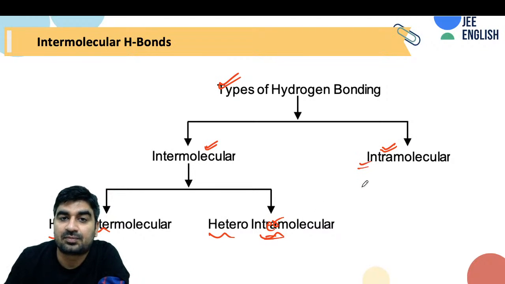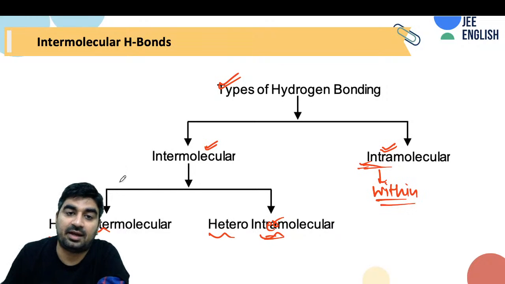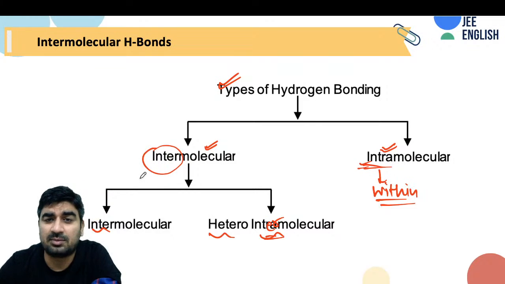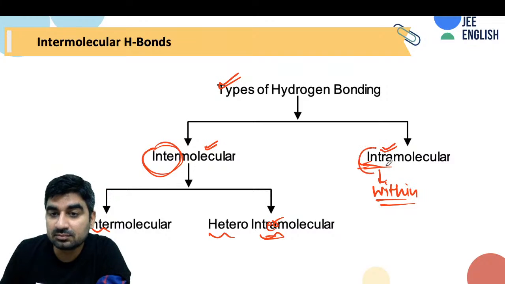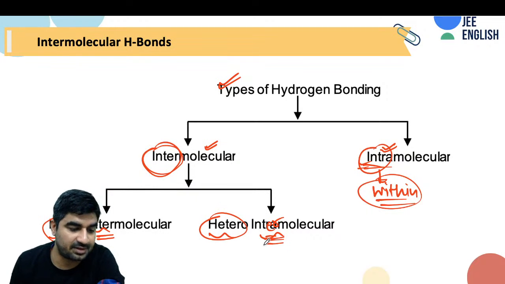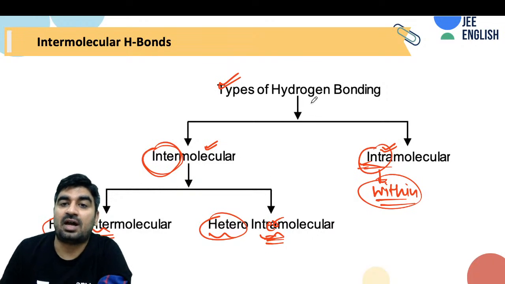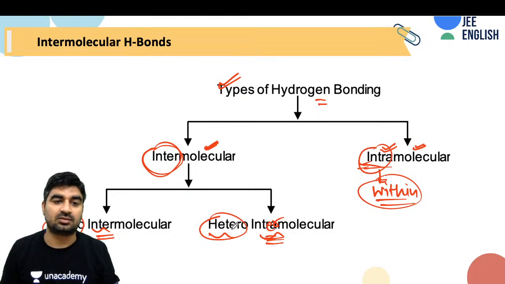So this is intra. Intra means within, and inter, like international, between two nations, inter-school quiz competition, between two schools, right? So when I'm talking about intra, it means within. It is homo-intermolecular, it is hetero-intermolecular, right? So there are two types of hydrogen bond: intermolecular and intramolecular. So homo-intermolecular and hetero-intermolecular.